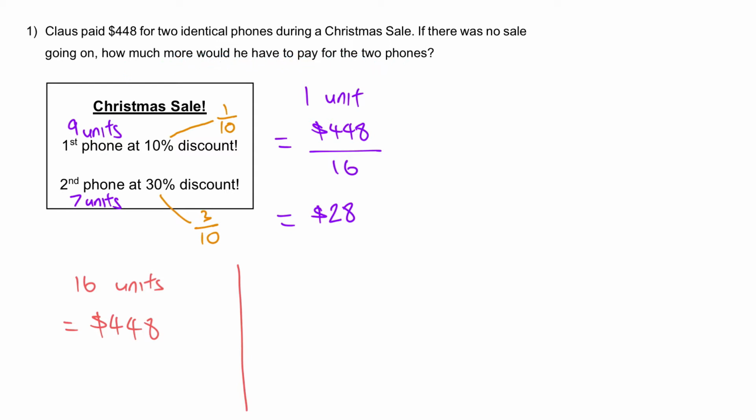So the question wants us to find how much more would he have to pay for the two phones if there was no discount. So actually we are essentially finding out the discount amount. The discount amount is actually 1 plus 3 units, which is 4. Hence the next step.